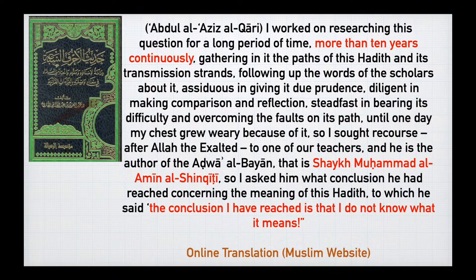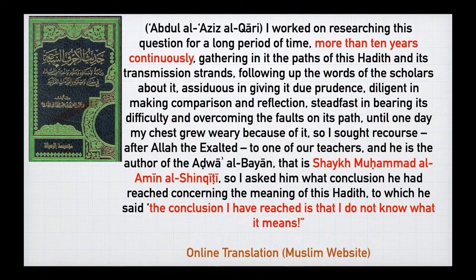So he goes to one of the big teachers, Ash-Shanqiti, who we've mentioned before. Briefly again, Ash-Shanqiti has a huge influence and impact on the Muslim world. He's the teacher of some of the muftis of Saudi Arabia, for example. So he went to this man and asked him what conclusion he had reached about the meaning of this hadith. And he said, the conclusion I've reached is that I don't know what it means.